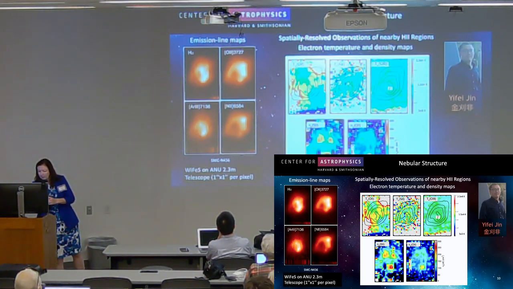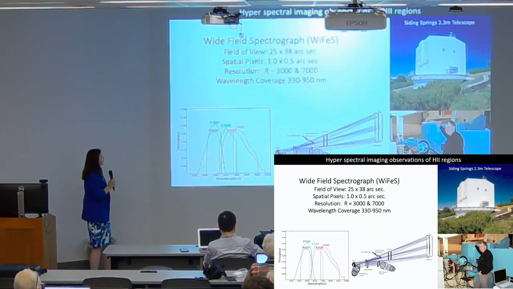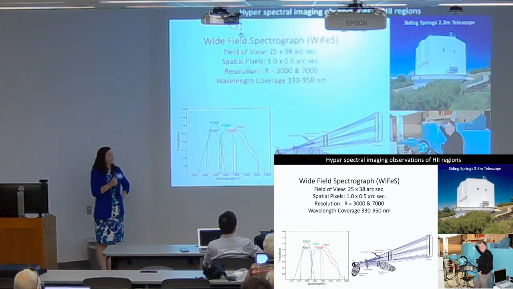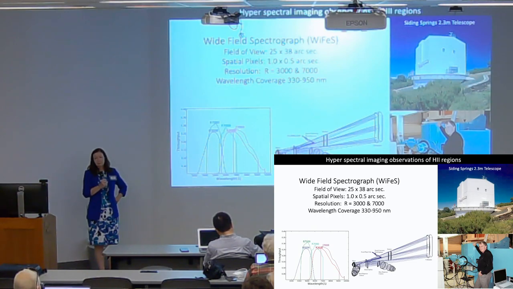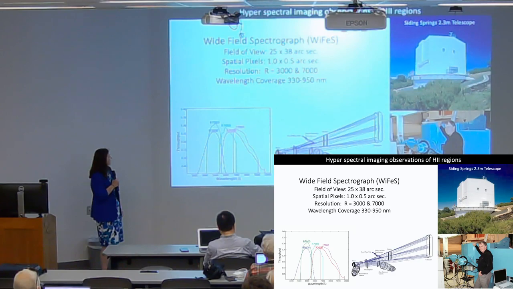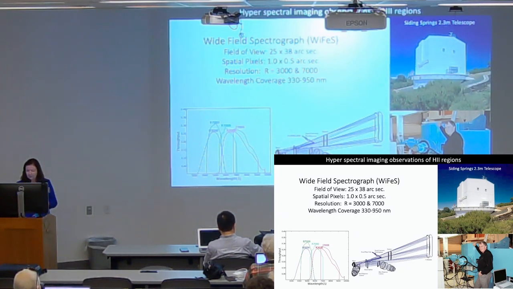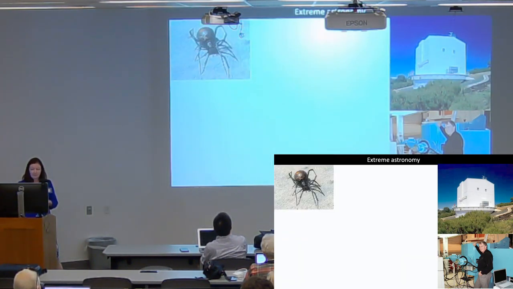And in Australia, we had a great telescope for this. This is work done by my PhD student, Yufei Jin, who's now at CFA. And we used the Wide Field Spectrograph on the Mount Stromlo 2.3 metre telescope, and it has really a perfect field of view for H2 regions. So it's 25 by 38 arc seconds, and so H2 regions within the LMC and the SMC fit really neatly within the field of view, and that gives us a large number of spaxels across the whole H2 region.